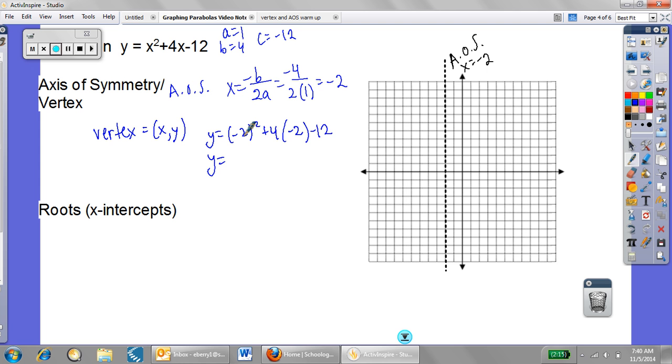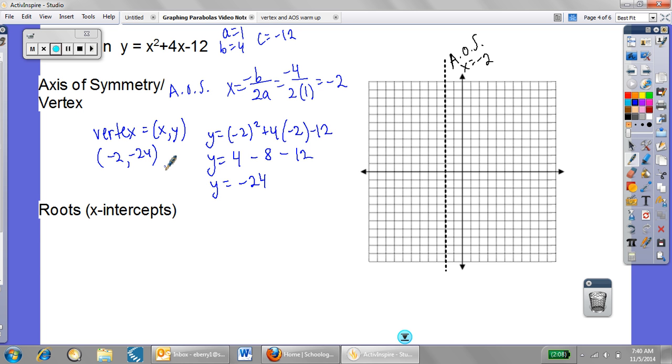Evaluating, negative 2 squared is negative 2 times negative 2, which is 4. 4 times negative 2 is negative 8, or minus 8, and then the minus 12 at the end. Simplifying, 4 minus 8 is negative 12. Negative 12 minus 12 is negative 24. So finally, I found that my vertex is at the point negative 2, negative 24.